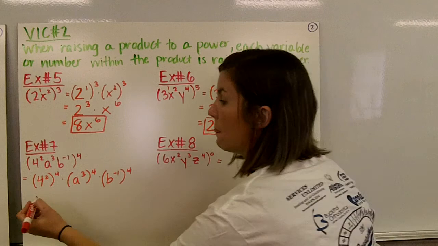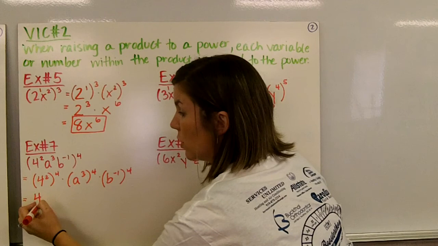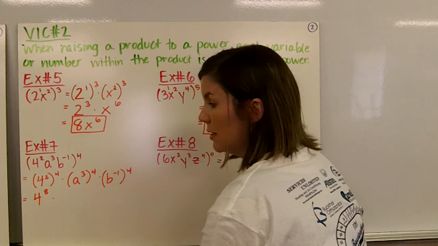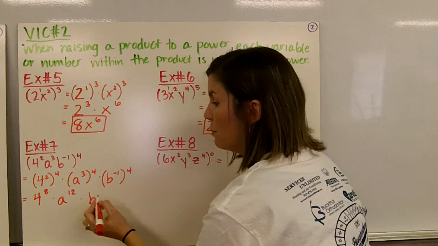When we have a power raised to a power, we multiply. So the base is 4. 2 times 4, 8. Times a is the base. 3 times 4 is 12. B is the base. Negative 1 times 4 is negative 4.